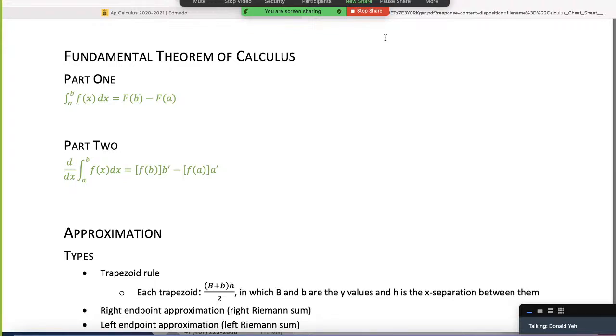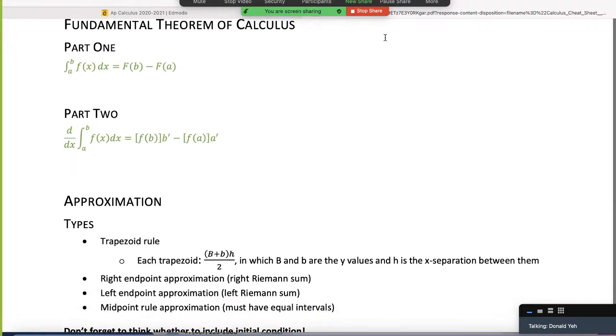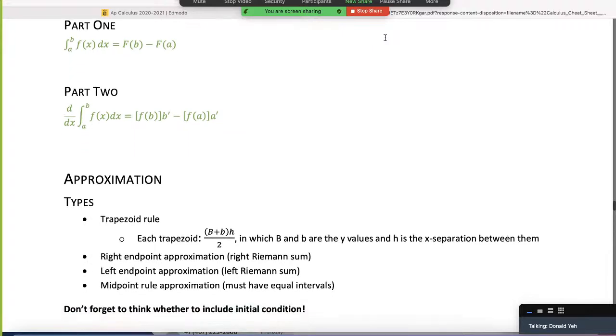Okay, fundamental theorem of calculus. This part 1 is so crucial. Make sure you understand part 1. It could be f prime of x is equal to f of b minus f of a. Part 2, make sure you do that. But with integration, sometimes b is going to be b prime, so you've got to be careful with that.